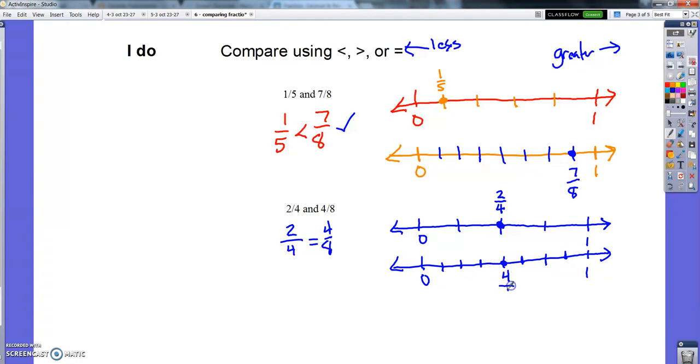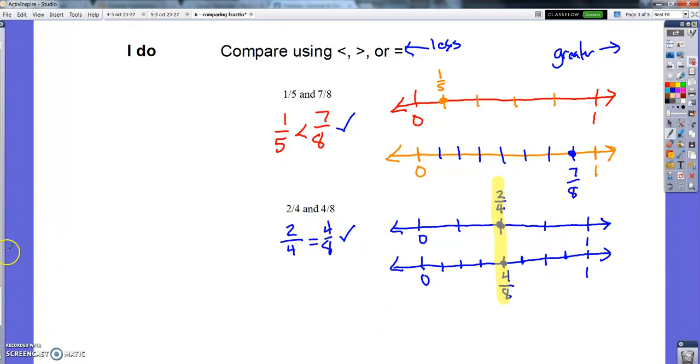And also from this strategy, sure looks an awful lot to me like these two are in equal spots on the number line. Nothing's to the right and nothing's to the left. They look like they line up perfectly. So I think those are equal.